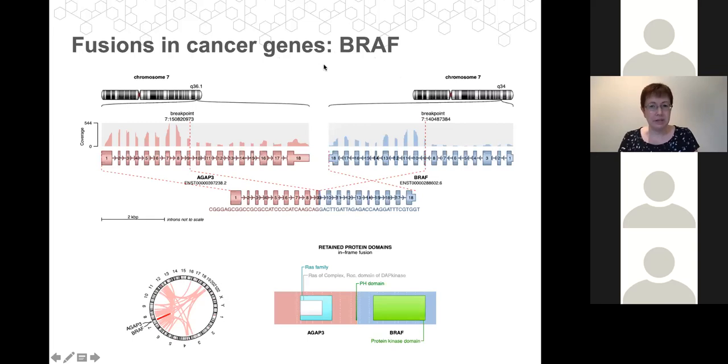So this is just an example of one BRAF fusion where we have 2 breakpoints on chromosome 7 affecting the AGAP3 and BRAF genes. So this results in the fusion of the first 9 exons of AGAP3 with the final 9 exons of BRAF. And these exons contain the BRAF kinase domain. So when this new fusion protein is expressed, you get activation of BRAF. And most of these have been confirmed in tumors that have matching RNA sequencing that they are expressed.